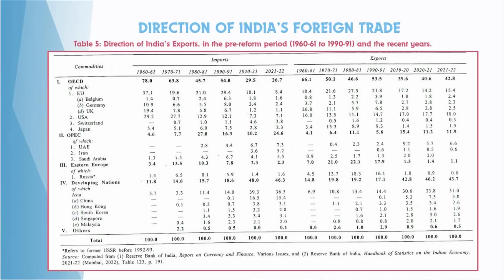Relations with Eastern Europe have seen fluctuations, with their import share growing from 3.4% in 1960-61 to 10.3% in 1981 and subsequently declining to 2.3% in 2021-22 due to the collapse of the communist regimes, particularly the USSR. The most significant increase in import shares comes from developing nations, especially in Asia, which accounted for 46.3% of India's import expenditure in recent years like 2021-22.